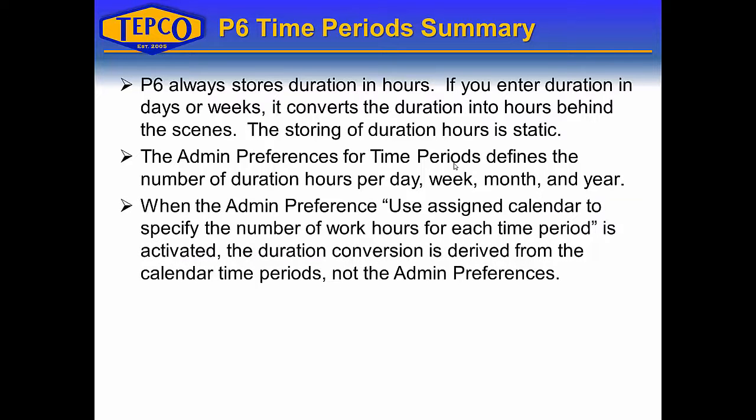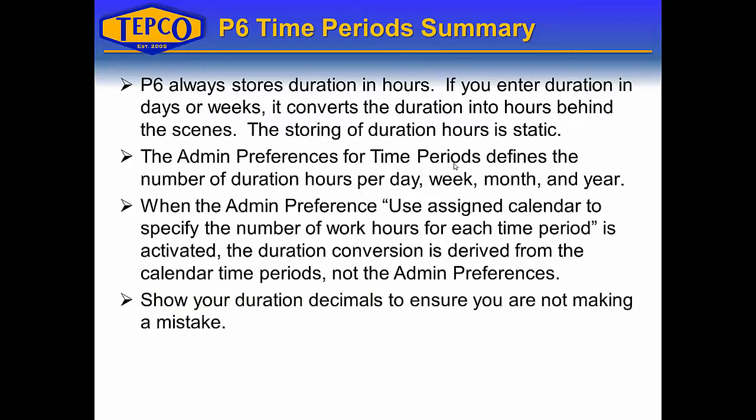When we're in the admin preferences, if you decide to activate the option to use assigned calendar to specify the number of work hours for each time period, the duration conversion comes from the calendar time periods now, not the admin preferences. So the admin preference numbers are overwritten. The durations are derived from the calendars.